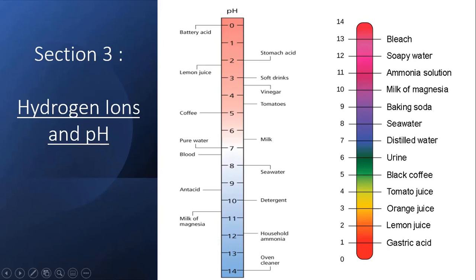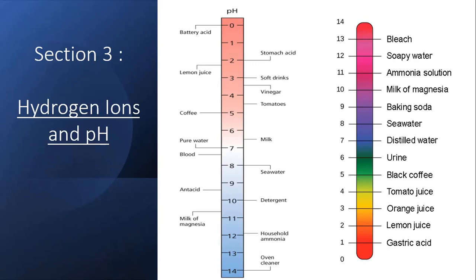Okay, vinegar is like 3.5, tomato is about 4.5, coffee at 5, milk is around 6.5. You have pure water at number 7. Blood is around 7.4, 7.3. It depends on the reference you will use. Seawater is under 8. Antacid, which is a medicine like Gaviscon, for example, but it's not exactly Gaviscon. Gaviscon uses something else here between 9 and 10, which means antacid is pH equals 9.5.